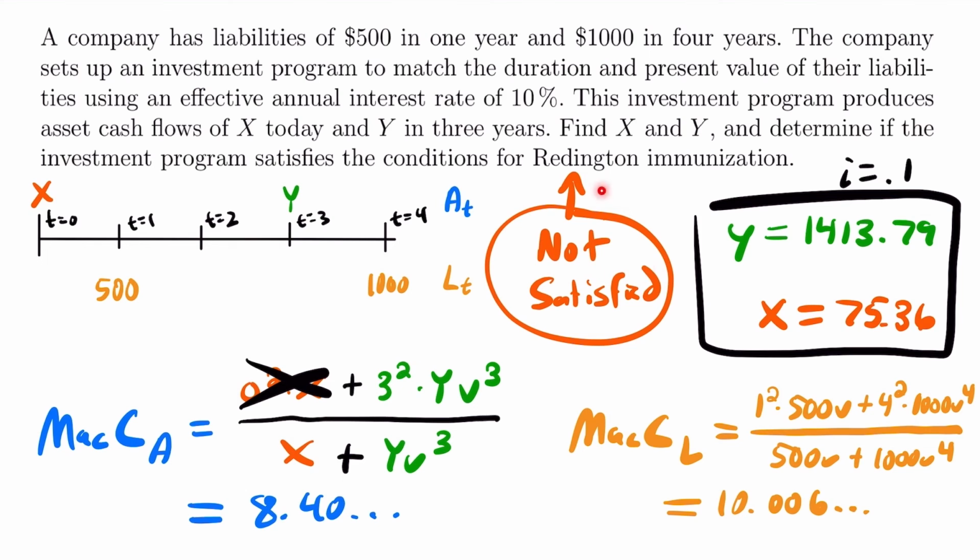Okay, so that's it for this example. We found X and Y and determined if the conditions for Redington immunization were satisfied, which is everything that we needed to do for this example.